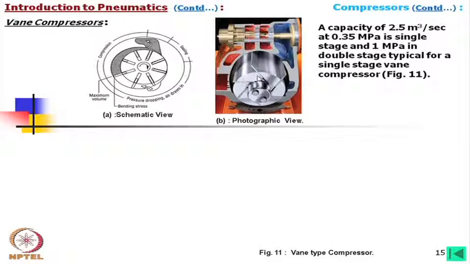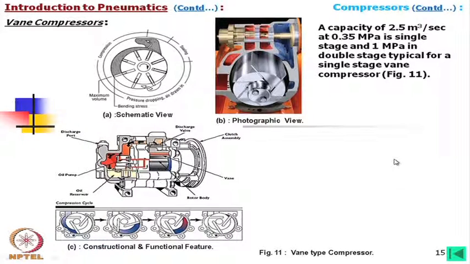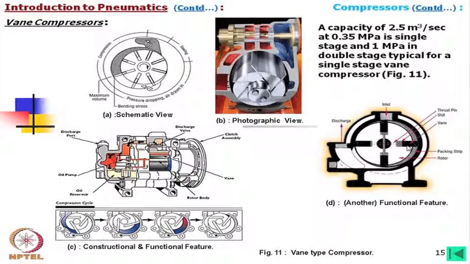If we rotate in this direction, the pressurized oil will put pressure and allow it to go inside, and so there will be leakage through this. Looking into the vane orientations, you can find that this is the direction of rotation. That means from this side it will rotate in the anti-clockwise direction. You can see how much inclination there is, and this is the constructional feature of the vane type compressor.